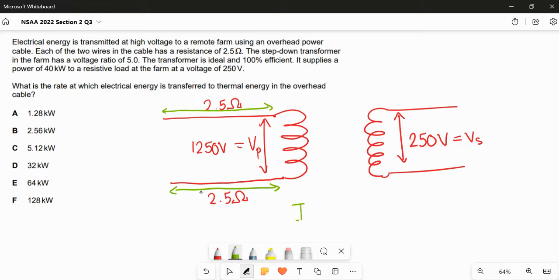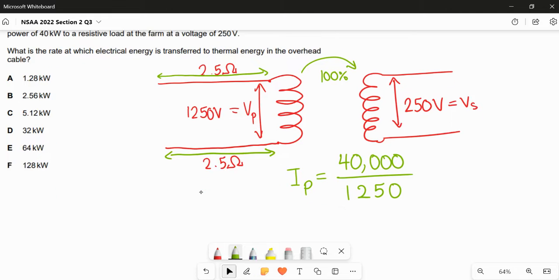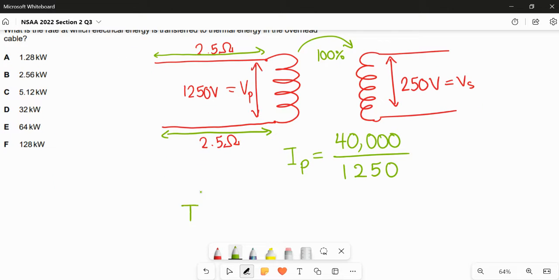So we can get the current IP as the power it's supplying, given that it's 100% efficient transformer process. This doesn't mean it's 100% efficient in the transmission on the left-hand side, just that converting the power from the primary to secondary is 100% efficient. So 40,000 over 1,250 is that primary current. And then if we square this, multiply by 2.5, and there's two of them, we should get the power lost.